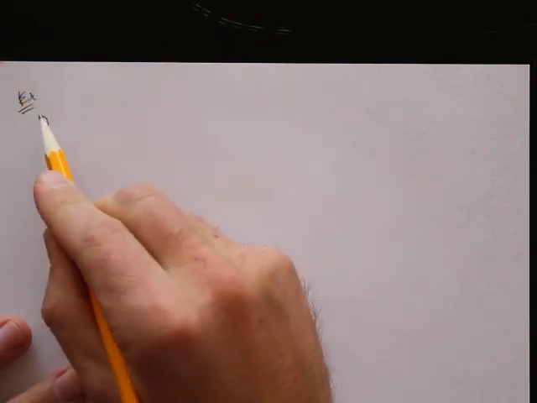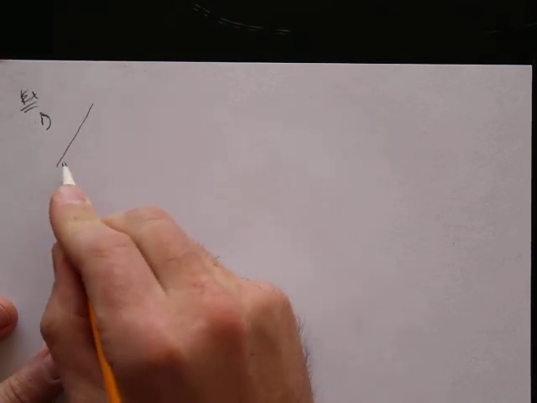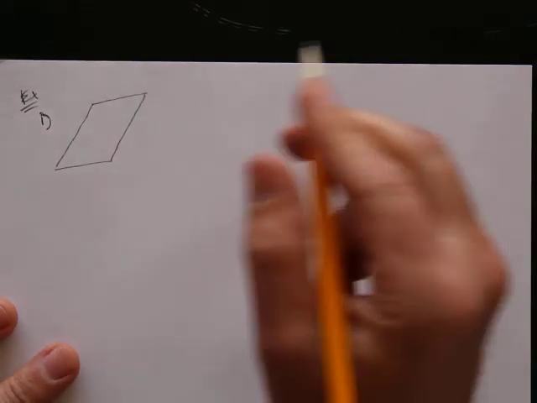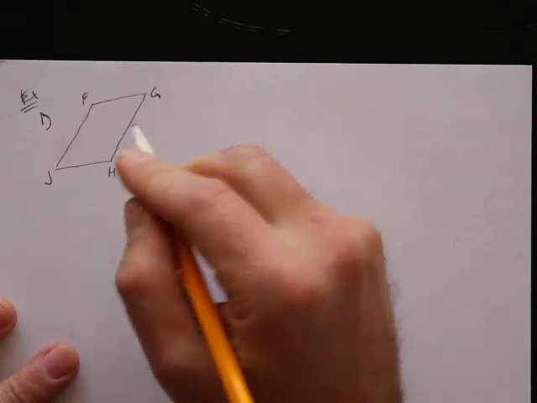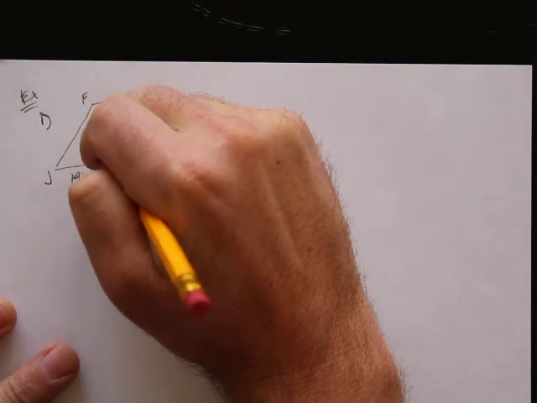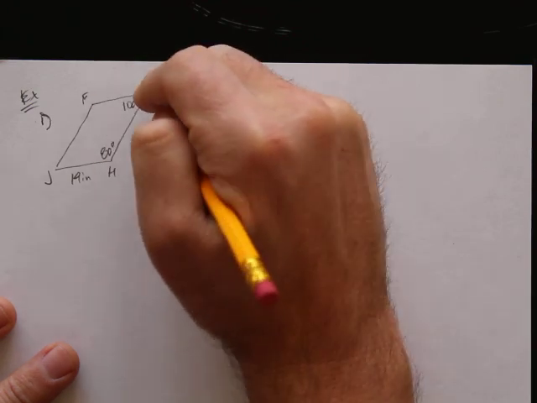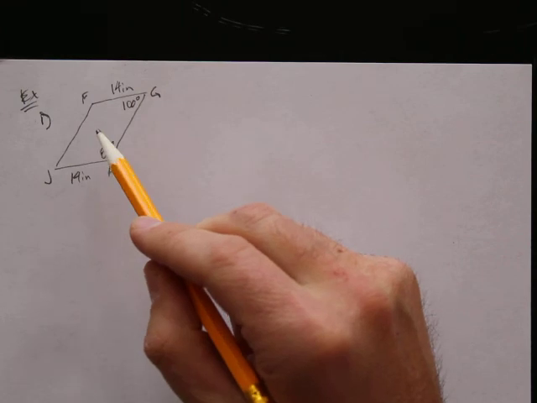Number one. Okay, so we're just checking to see, are these parallelograms? Here is something that looks like a parallelogram, but I don't know if it is yet. So this is F, G, H, J. JH is 14 inches. H is 80 degrees. G is 100 degrees. And FG is 14 inches. Okay, so now let's find out whether this quadrilateral is a parallelogram.